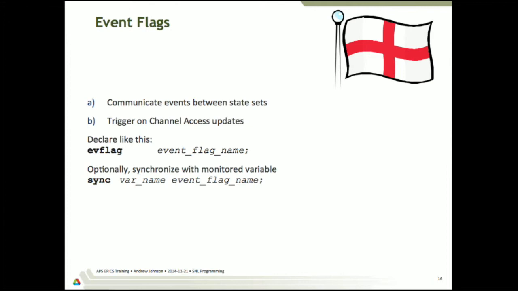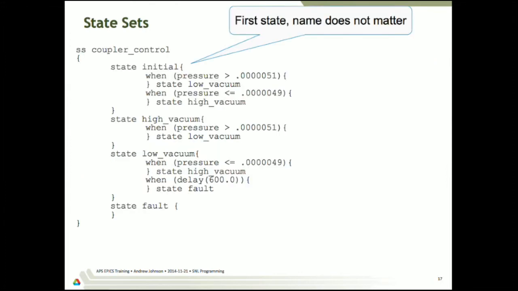We briefly mentioned state sets and communicating between state sets. So here is the state set part of the program. Here is a single state set, and a state set is named inside this ss thing. The name of the actual state set, coupler control in this case, is shown, but you don't need to remember it. If you're doing debugging on the sequence program, it'll tell you what your state set name is, but you never actually need to remember that.